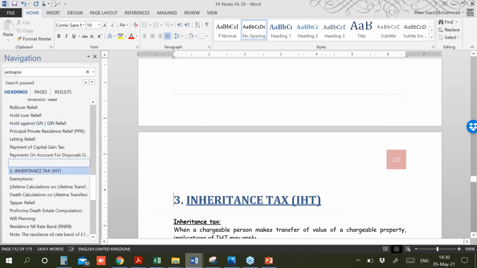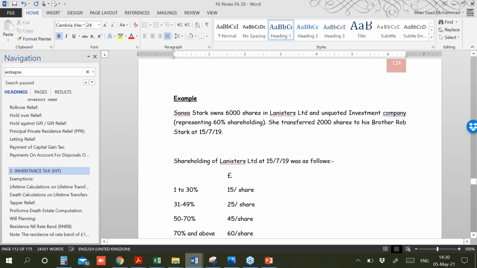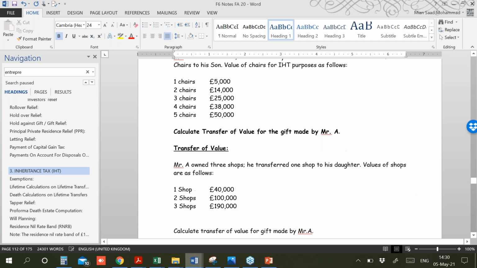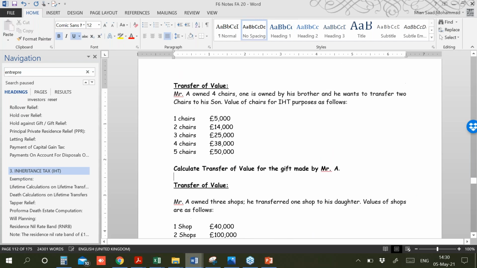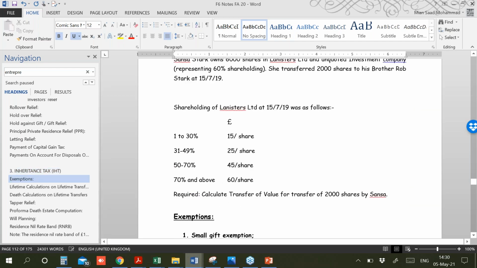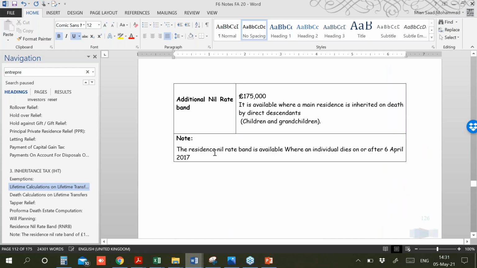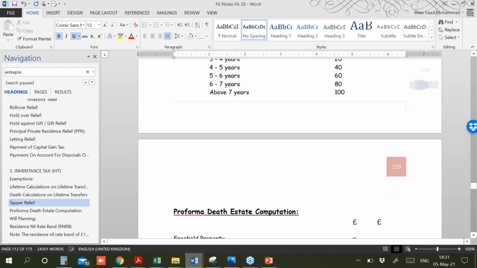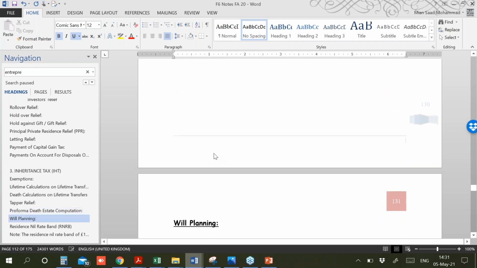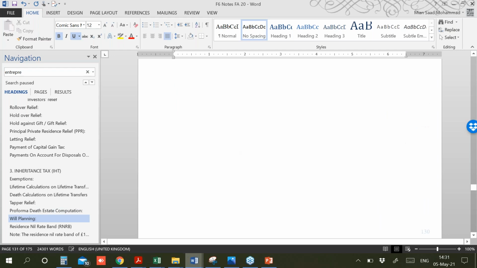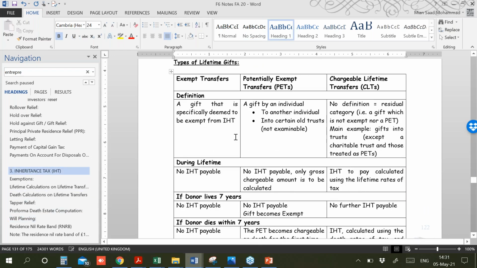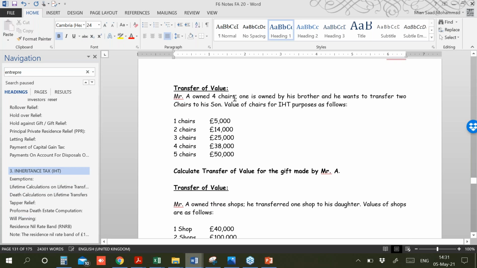is inheritance tax, IHT, and in that I have clearly mentioned transfer of value, how it is calculated. It is calculated as value before transfer and value after transfer. So there you can see transfer of value. So what you have to take is the wealth before transfer and the wealth after transfer. For example, this is the example that is included in my notes: Mr. A owned 4 shares and 1 share is owned by his brother. He wants to transfer 2 shares to his son.